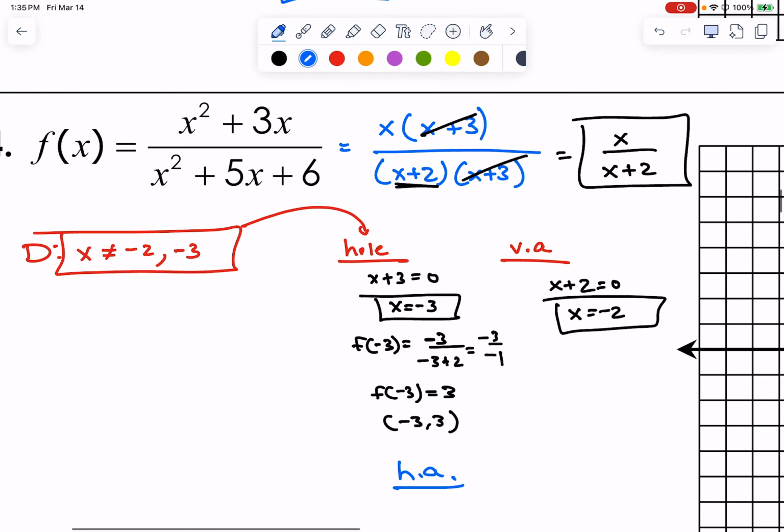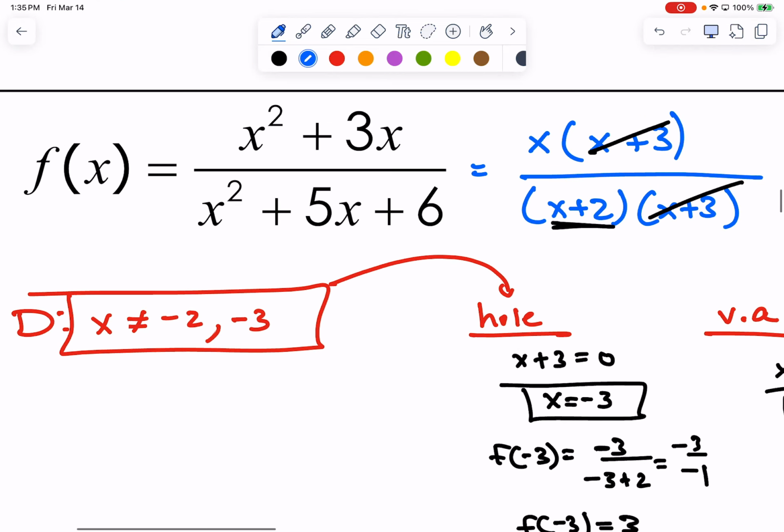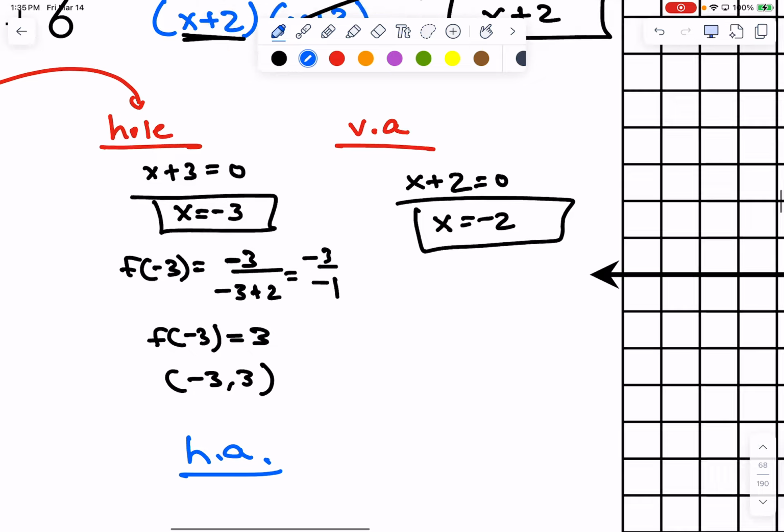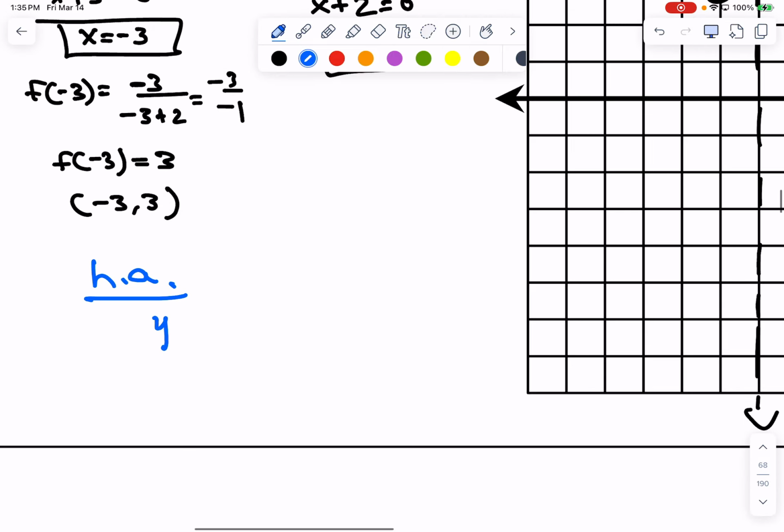HA, Reed, how do we do the HA? Well, you didn't do your homework, so I don't know if you know. Is the powers. Same power on top and bottom. So it's the ratio of the front numbers, the coefficients. So it's 1 over 1. So everybody, what's the HA? 1. Y equals 1.